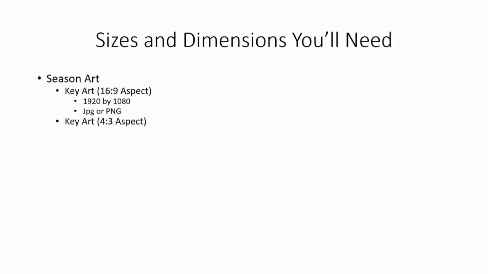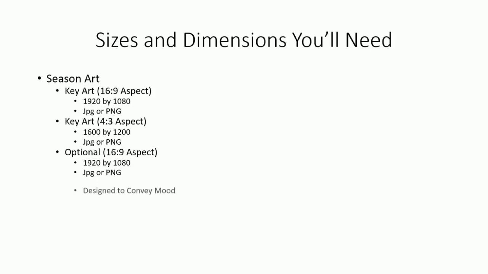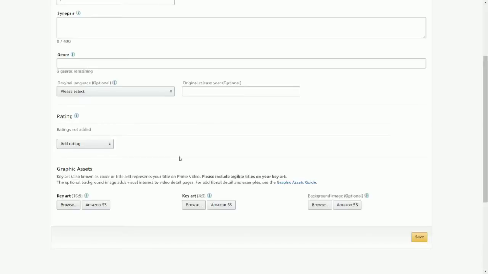Now, there is key art that you'll need to create that is also a 4 by 3 aspect ratio. That'll need to be 1600 by 1200, JPEG or PNG. And there is an optional file that you'll want to upload that's a 16 by 9 aspect ratio. It's 1920 by 1080, JPEG or PNG, and this is going to be a background image. It's only going to appear on the devices in order to convey mood. And you'll see the request for these when you are uploading your image. You'll see one here in the key art area as well as the background image.